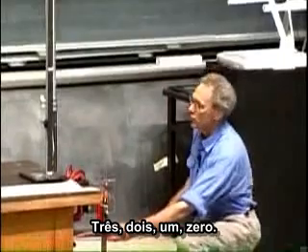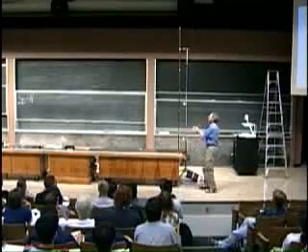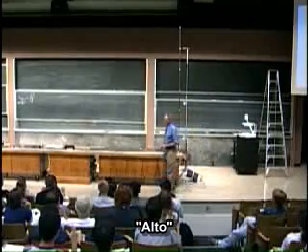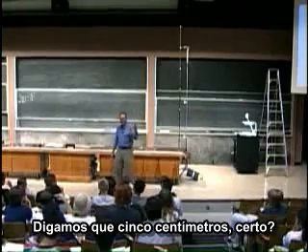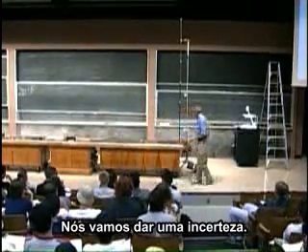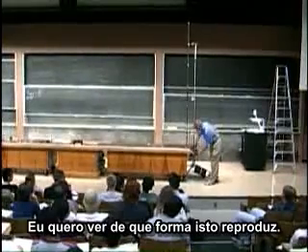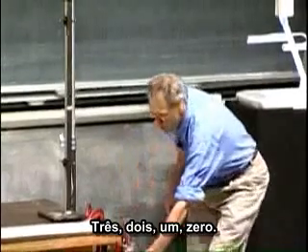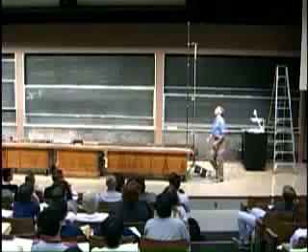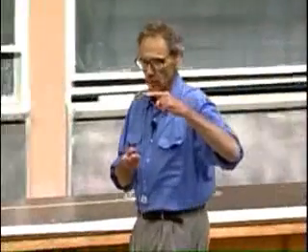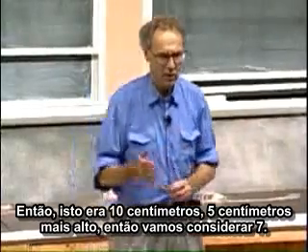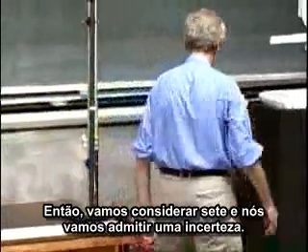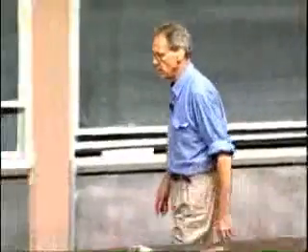Okay? 3, 2, 1, 0. Okay, was it higher or lower? How much? This much? Do we agree? Let's say 5 centimeters, right? We're going to allow for an uncertainty. I'll do it again. I want to see how well it reproduces. 3, 2, 1, 0. Lower. Higher. So it was 10 centimeters, 5 centimeters higher, so we'll take 7. So we will make 7, and we'll have to allow for an uncertainty.